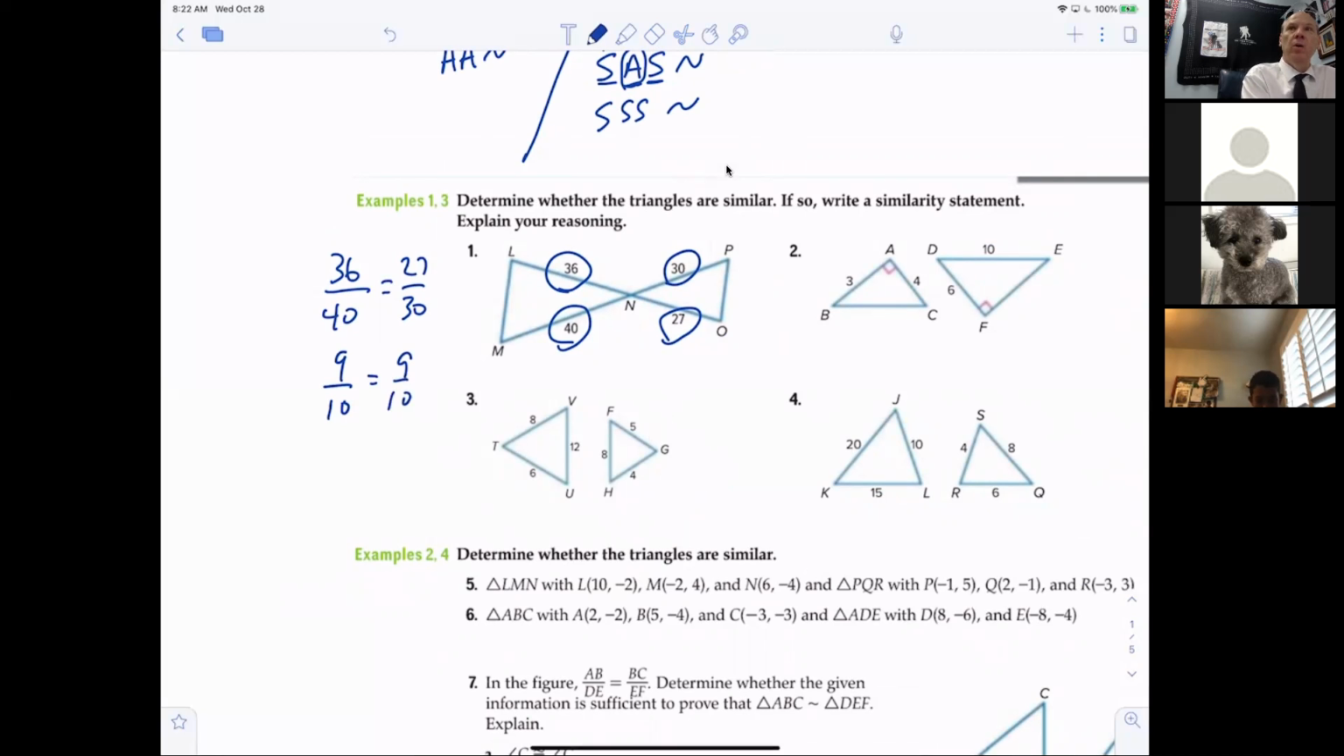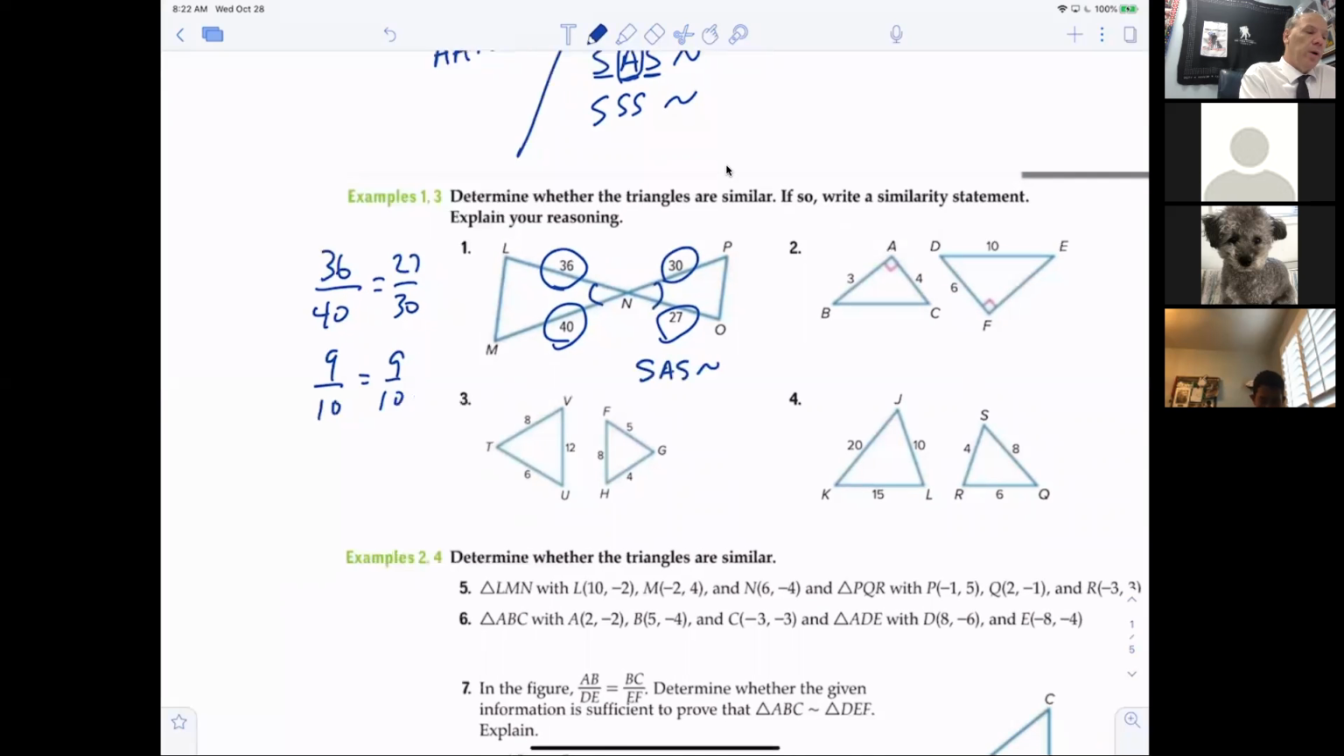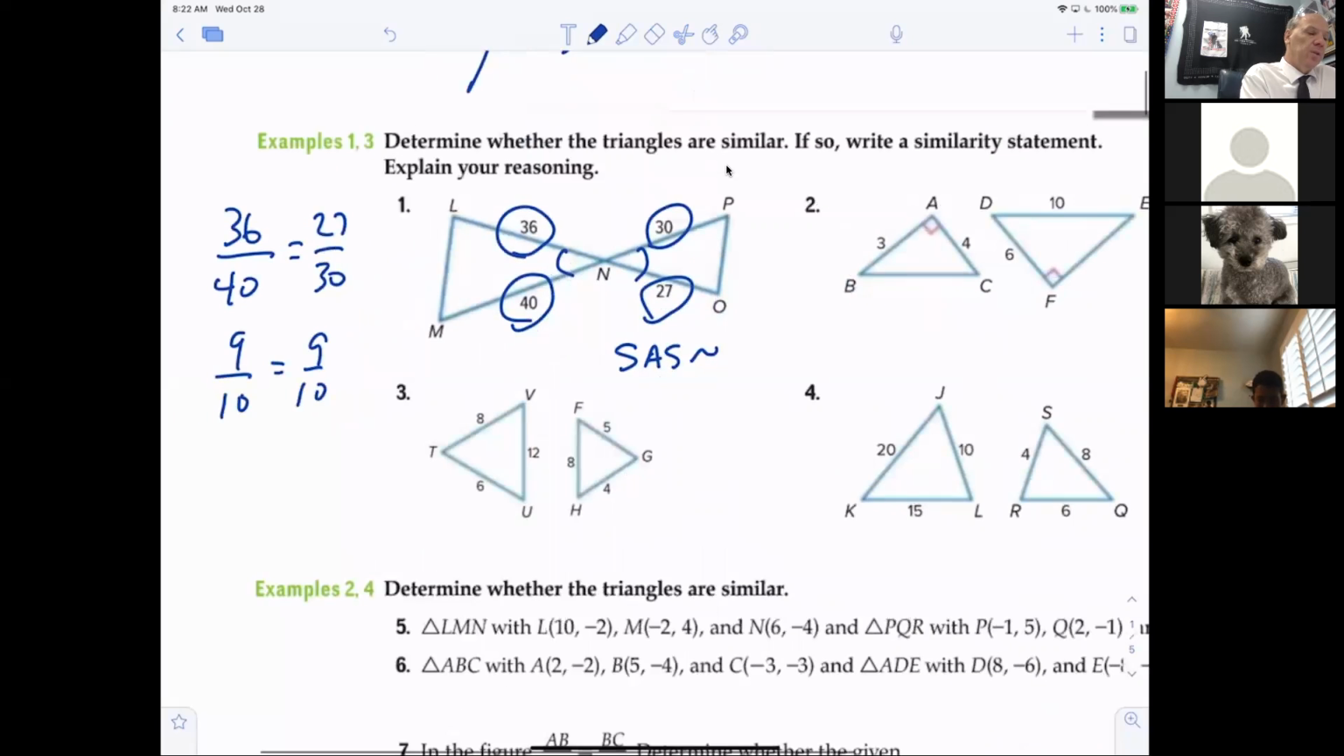So now we know that they are similar because the sides are proportional and the included angle is congruent. All right, so we would say that's by side angle side similarity. And then they want you to write the similarity statement. So again, triangle LMN is similar to, all right.